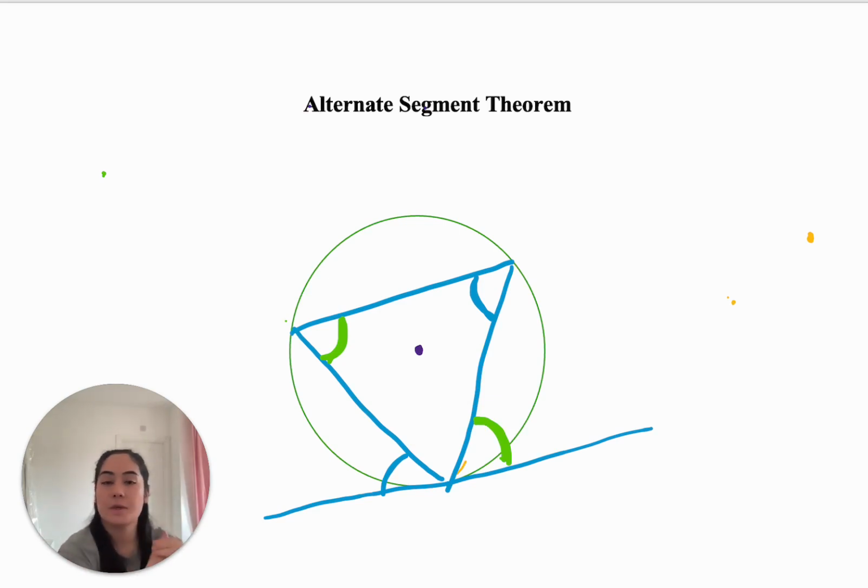In future videos, we're going to look at how we can apply each of these theorems to an exam question. Let me know if you've got any questions.